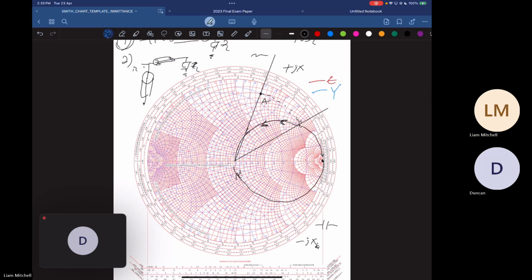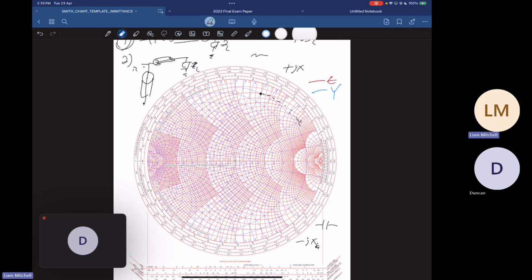Okay, that's the first one. Now imagine that you are trying to do it with a parallel stub. That means that you need to get to the unit admittance circle. You need to get to this circle, the blue one. And that is the beauty of a double Smith chart, because you don't actually need to flip the chart to do it. You can just rotate it here.